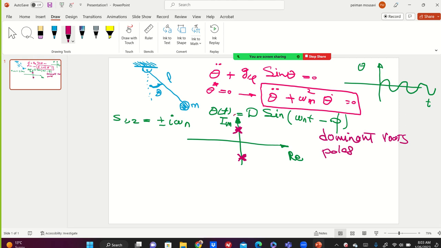If the dominant poles are on the imaginary axis, it means that your system is what I told you? Your system is marginally stable. It's not unstable, it's not stable, but it's marginally stable because it's oscillating forever. Okay?